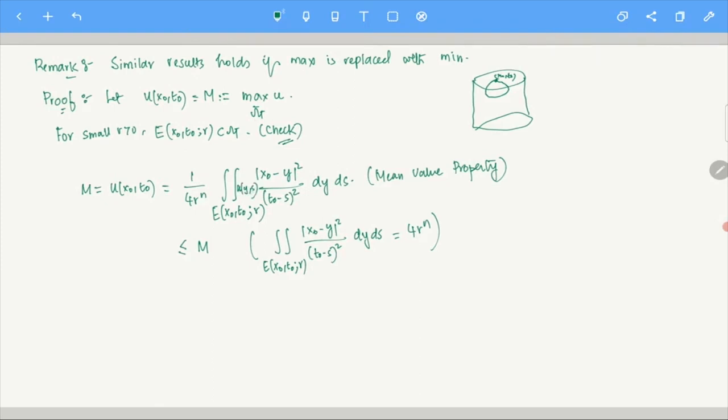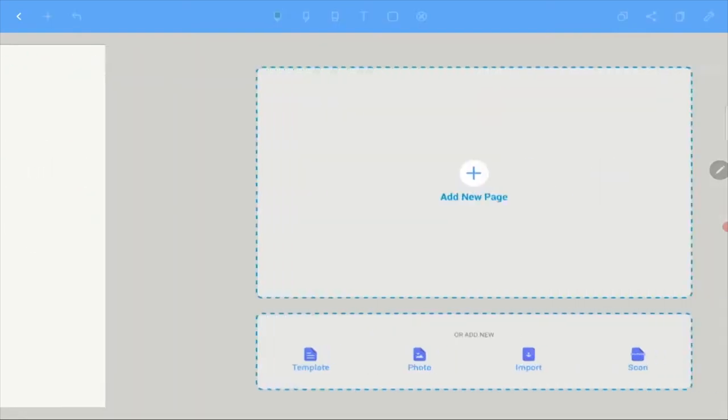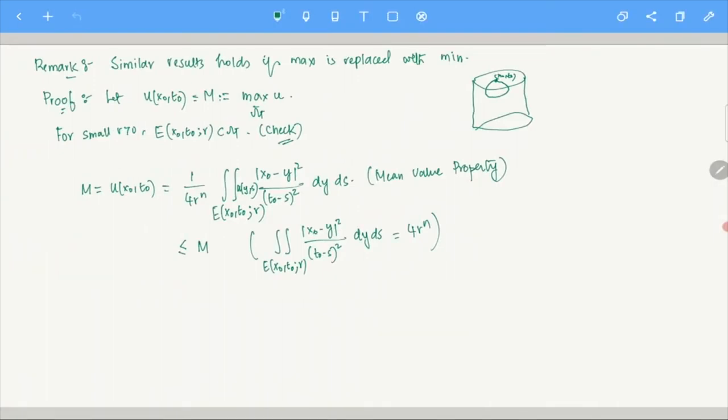Sorry about that. For this equation, you take the maximum of u and push it outside, then it is m. I am left with m times 1 by 4 r power n times the double integral of this thing, and that equals 4 r power n. So the 4 r power n terms cancel out, and I am only left with m.